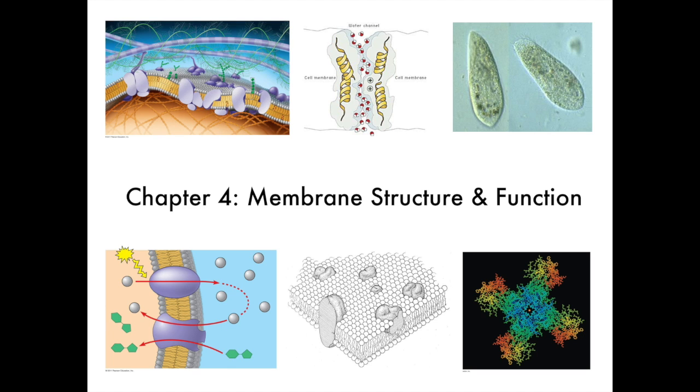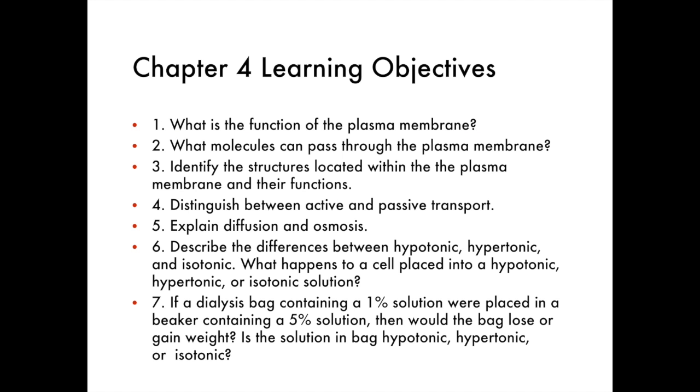Chapter 4 focuses on a particular part of the cell, in particular eukaryotic cells, which are membranes. So we're going to look at membrane structure and function in this chapter. Here are our learning objectives. There are 7, and we will just march right through them.